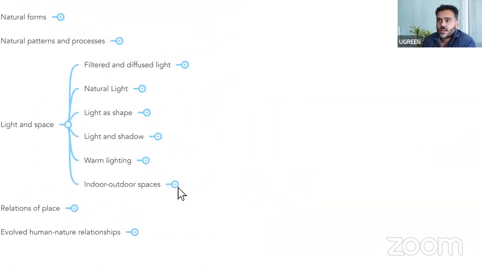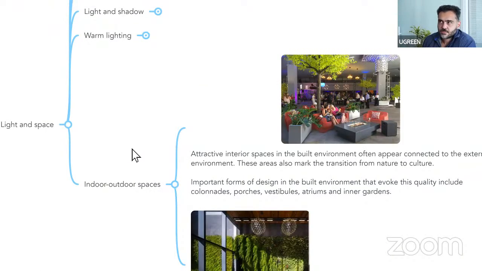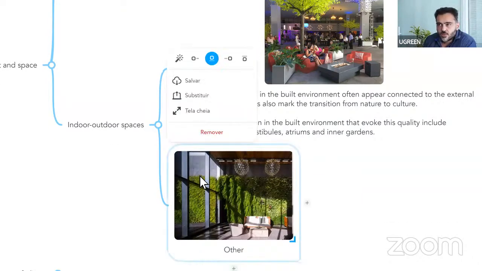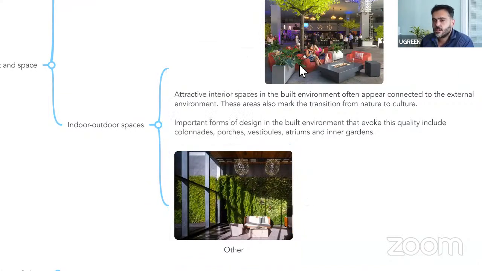Then warm lighting, then indoor and outdoor spaces. For example, if you are using plants and you are making transitions between outdoor and indoor spaces, it's important that you address lighting simulation to see if you have glare in your space. Usually you are going to have a tendency of glare when you have these transitions from outside to inside, and you are going to expand these glazings to have this feeling of making a transition between the outside and inside.